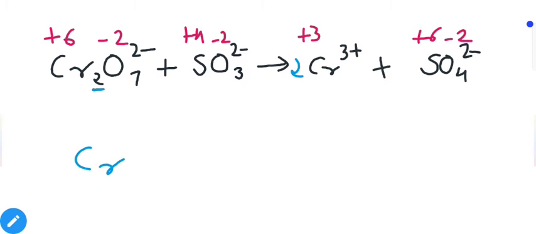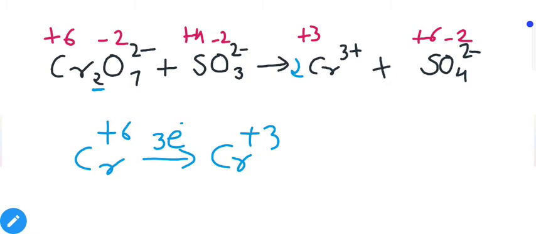So 1 chromium, initially it had +6 oxidation state and it changes into +3. So it consumes 3 electrons. 1 chromium consumes 3 electrons, and we have 2 of them. So that means we have to multiply the number of electrons by 2. So 6 electron transfer takes place on the chromium side, or in the reduction half reaction.